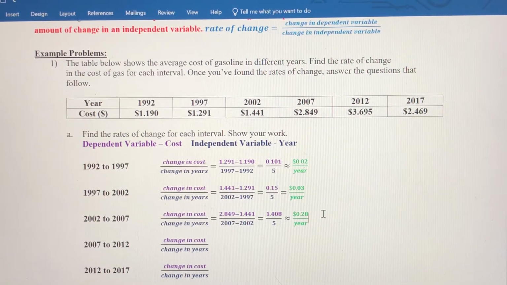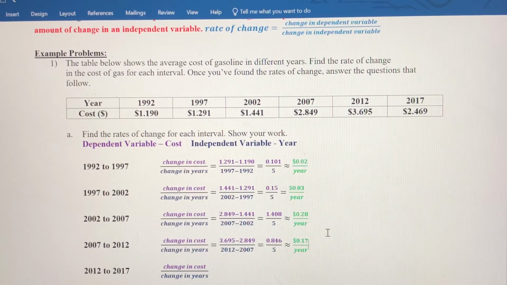From 07 to 12, we went up again. So from 3.695 in 2012, it was 2.849 in 2007. So I've got my subtraction I need to do here. Gas went up over that 5-year period a little less than 85 cents. So when I simplify this fraction here, I get approximately 17 cents per year that gas went up.